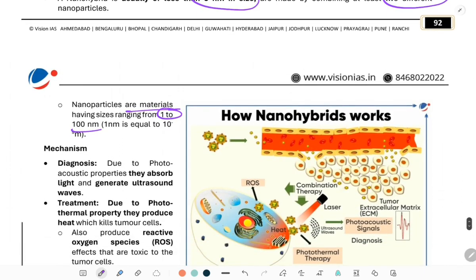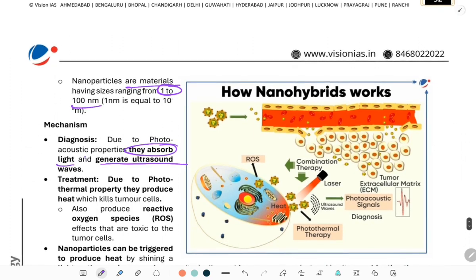The mechanism: diagnosis is due to the photoacoustic properties. They absorb light and generate ultrasound waves, and treatment is due to the photothermal property. They produce heat which kills tumor cells.